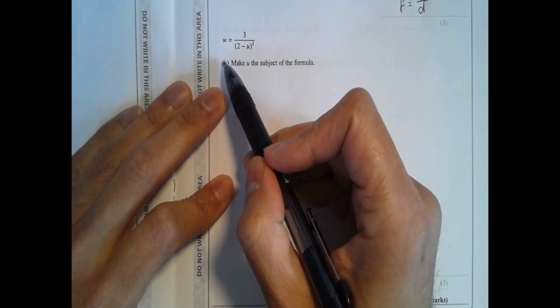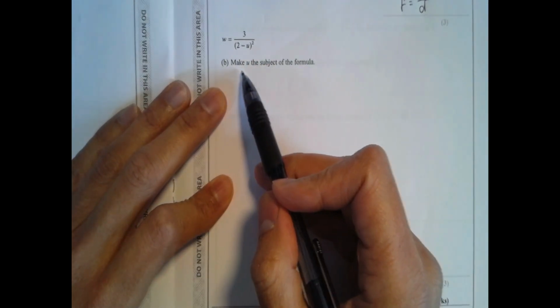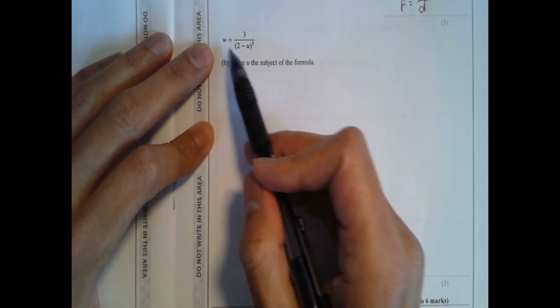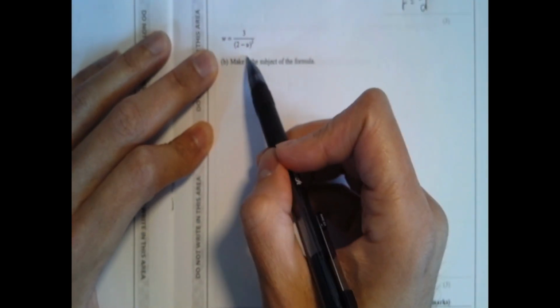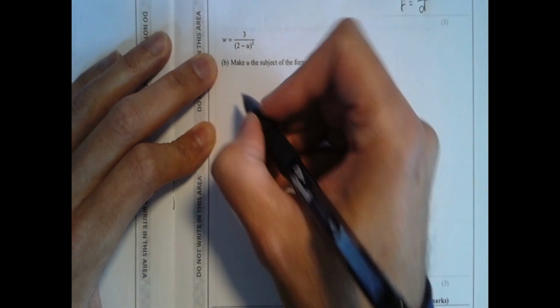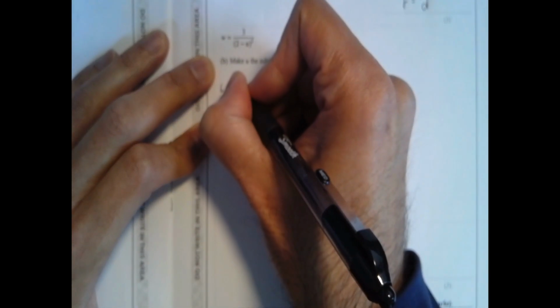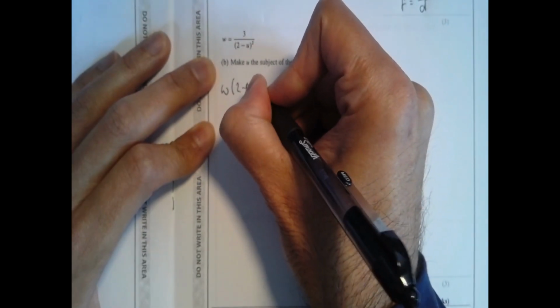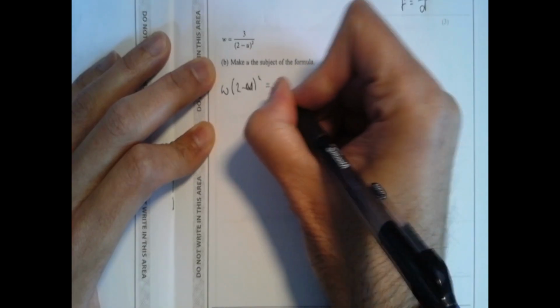The next part of this, we're given this formula here, and we're being asked to make u the subject of the formula. So we've got it in terms of w at the moment, and I want to make u the subject. What I'm going to do is deal with the fraction first. So I'm going to multiply both sides by 2 take away u all squared. That gives me w times 2 take away u, all squared, is equal to 3.